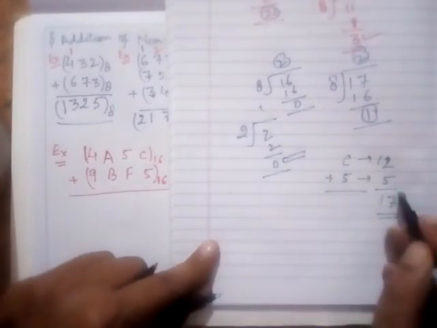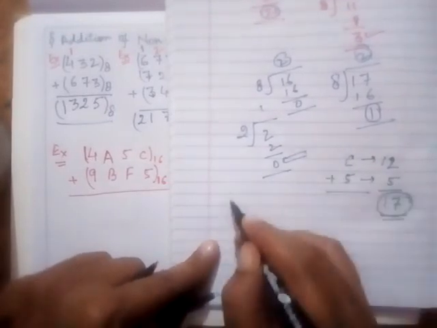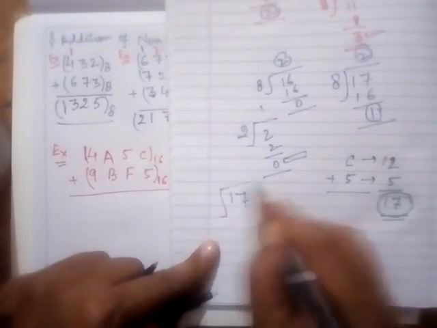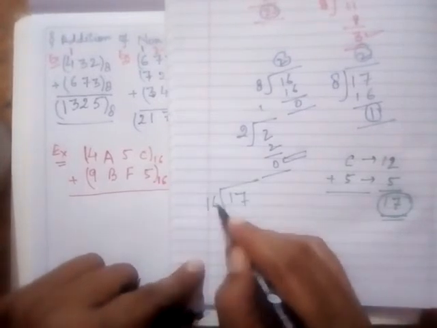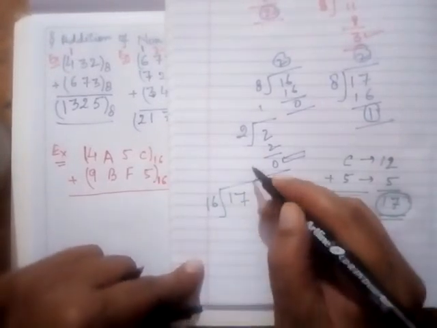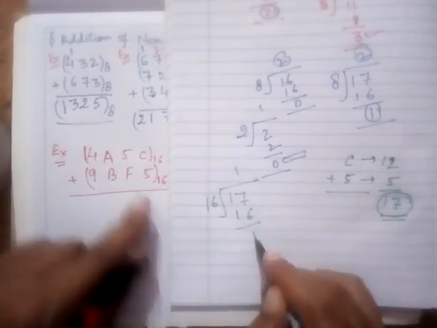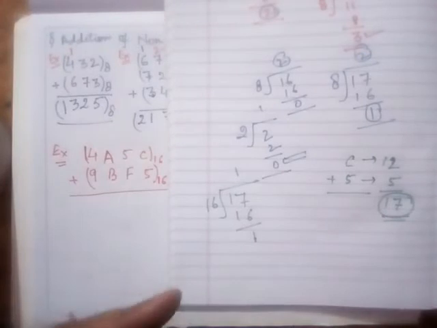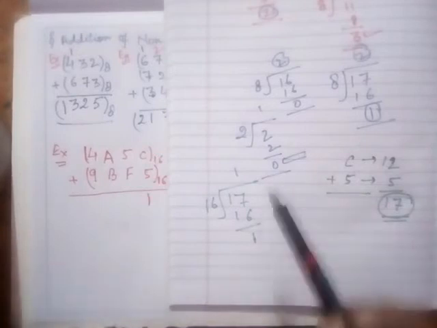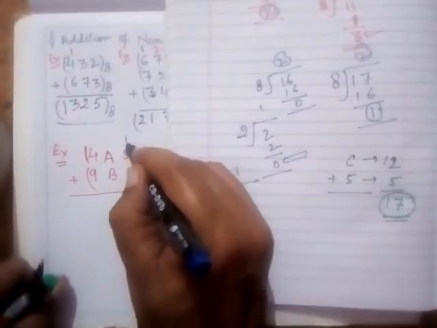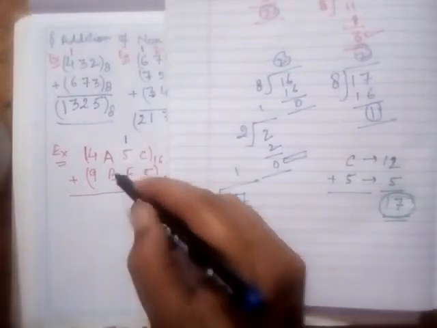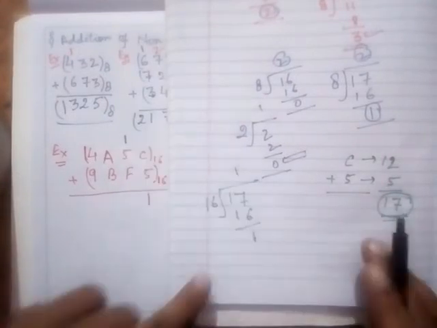I divide this 17 by the base of the number, which is 16. So 16 ones are 16 and remainder is 1. I write this remainder 1 here and this 1 as a carry. This particular 1 as a carry here. Now I have to add F5 and 1.